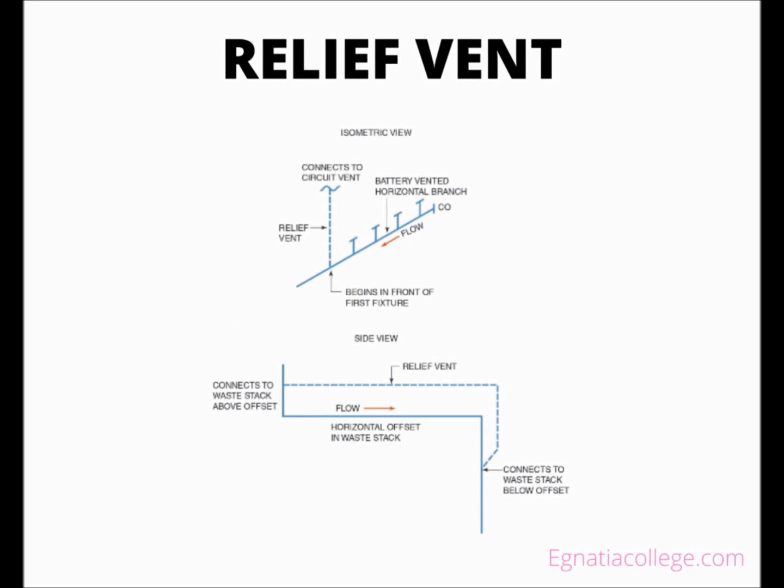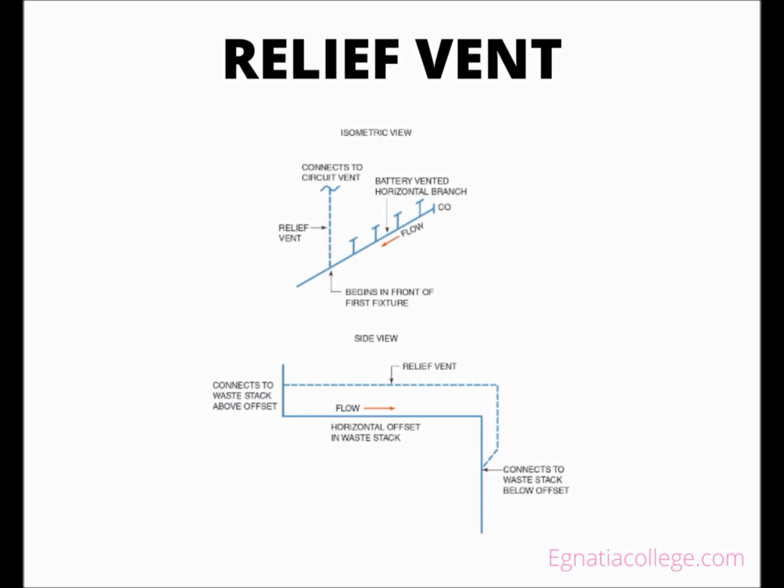Relief vent. Many types of relief vents exist in a DWV system, all with different regulating codes. A relief vent is required when a waste stack transitions from vertical to horizontal on many designs. The most common relief vent is one that serves a battery of fixtures. It is connected to the circuit vent before the first fixture.